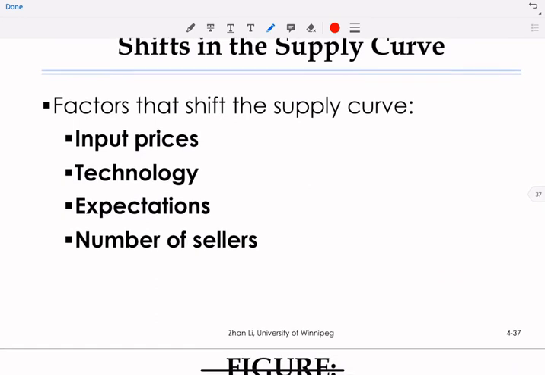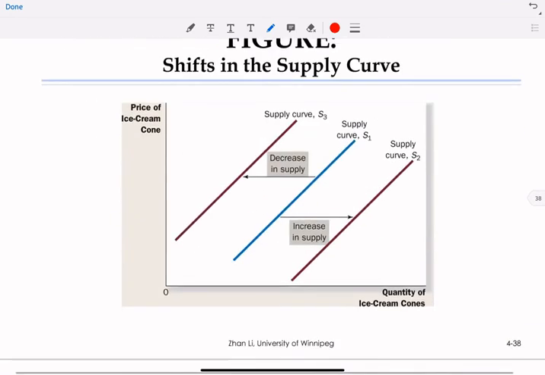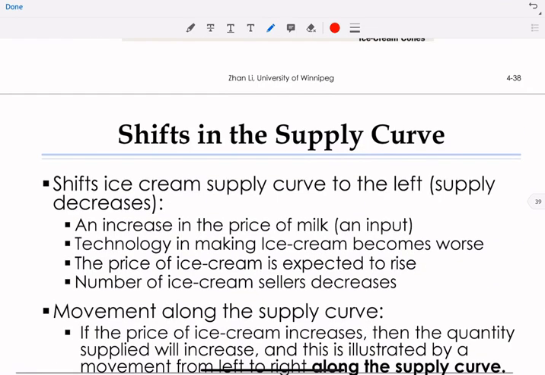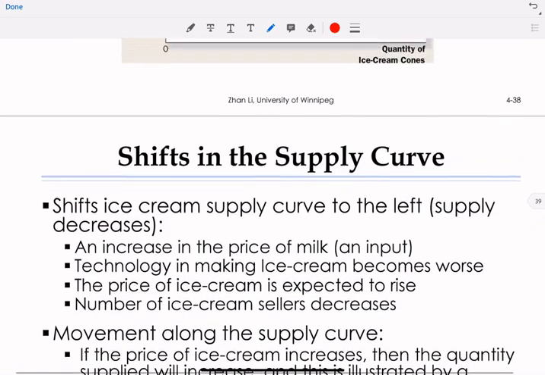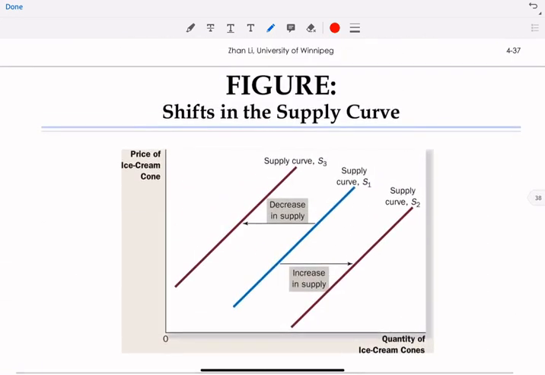So we focus on 4 different kinds of factors which could shift the supply curve, right? We are focusing on input prices, technology, expectations, and number of sellers. Let's see, okay, we have an example here. So let's first talk about the shifts in the supply curve.